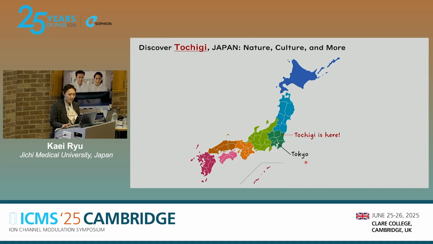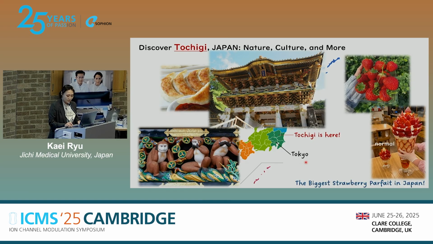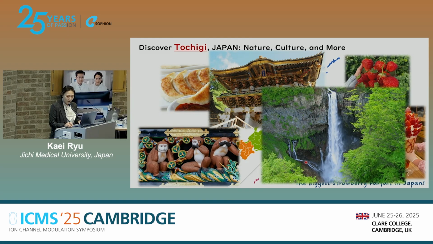Tochigi is also known for its nature, culture, and food, especially famous for dumplings and strawberries. Tochigi is one of the top strawberry producing regions in Japan, and we can even try the biggest strawberry parfait in Japan. Tochigi also has beautiful nature and traditional culture. For example, this is the shrine in Nikko, a World Heritage Site, and this is the Kegon Falls, one of Japan's most famous waterfalls.